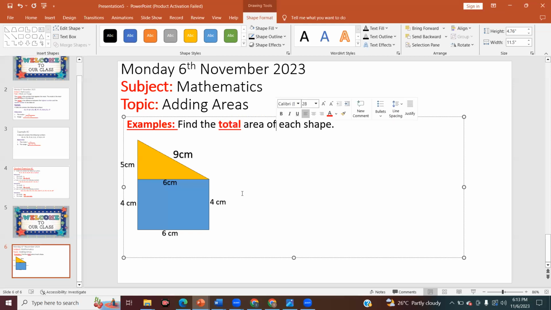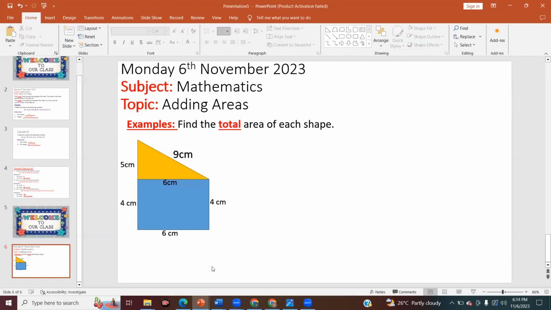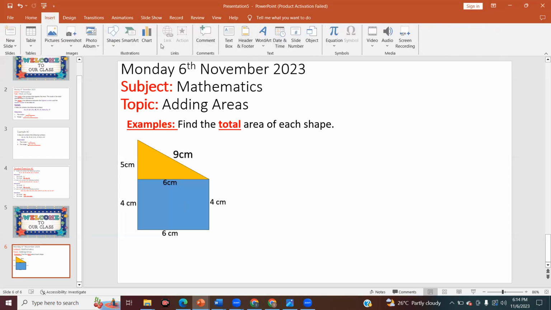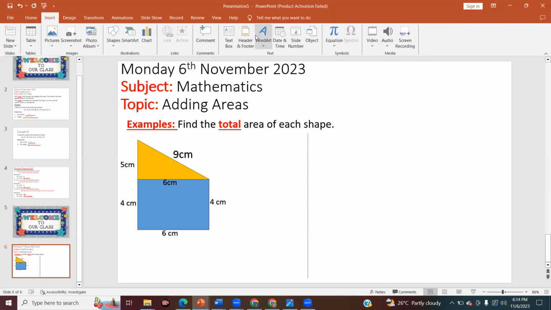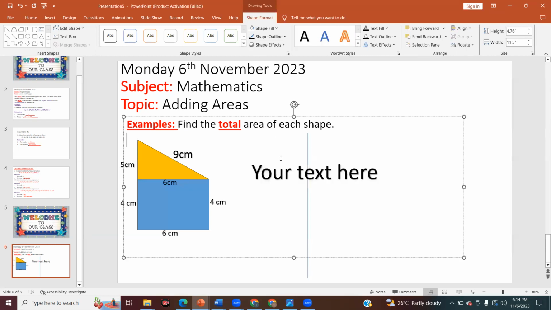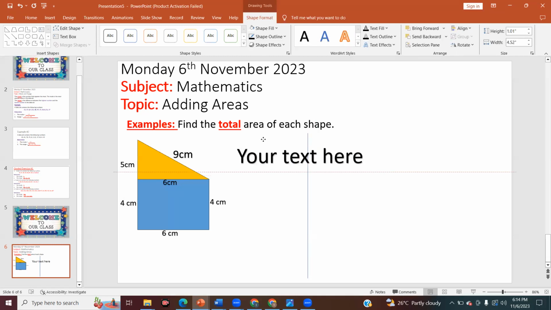The total area, okay? So in order for us to find the total area, we have to first find the area of the triangle, then find the area of the rectangle, and then do what? Add them together, all right? So that's how we're going to find the total area of the shape. Let's do the rectangle first.